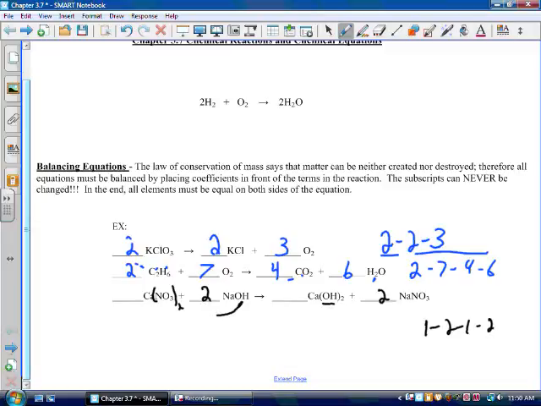Balancing equations is essential. A lot of the work we do from here forward and a lot of the mathematical calculations we do are based on having a balanced equation. Everything in this course builds.